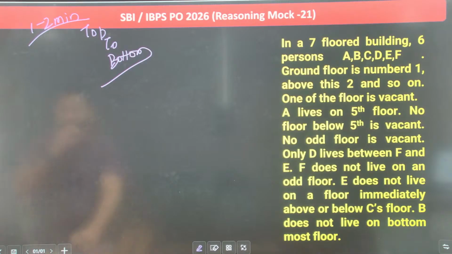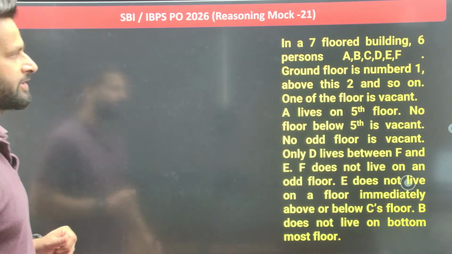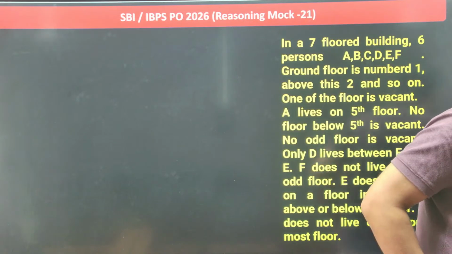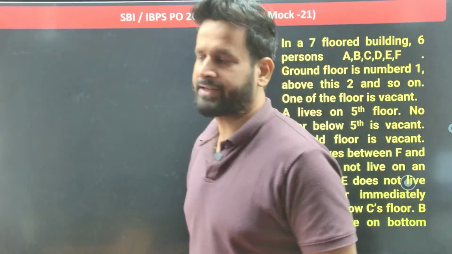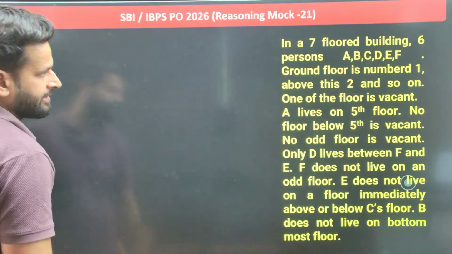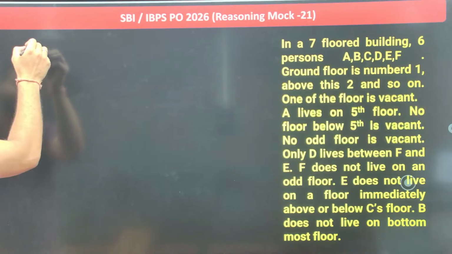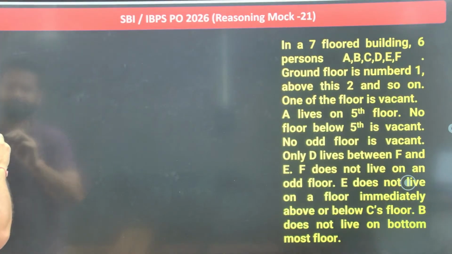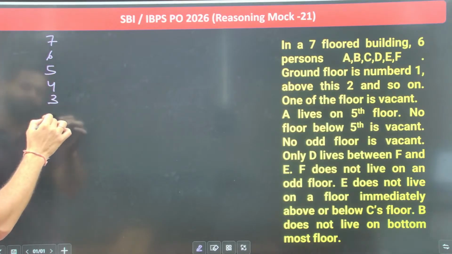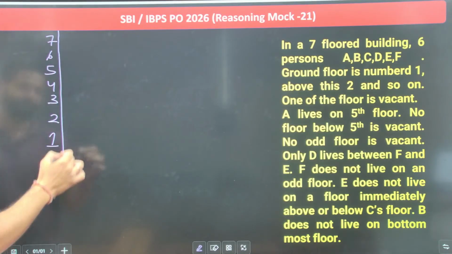Shall we see? This is a vacant floor question, right? Persons are fewer and floors are more, that means one floor is vacant. There are total 7 floor building, 6 persons. Ground floor is numbered 1. Usual nomenclature is given. Let's do that first. So 7, 6, 5, 4, 3, 2 and 1.